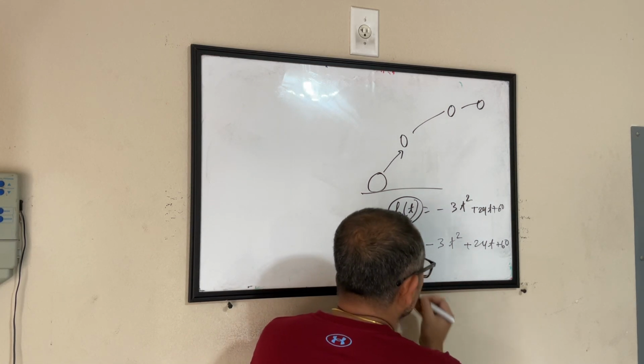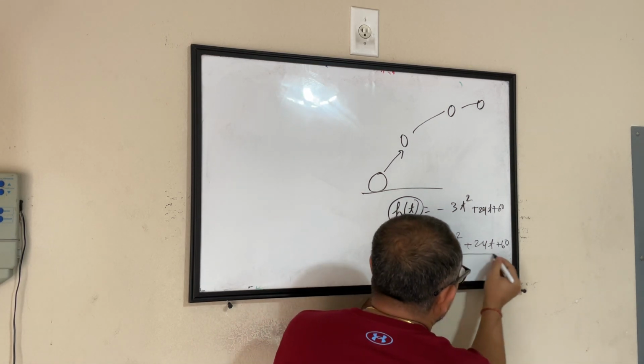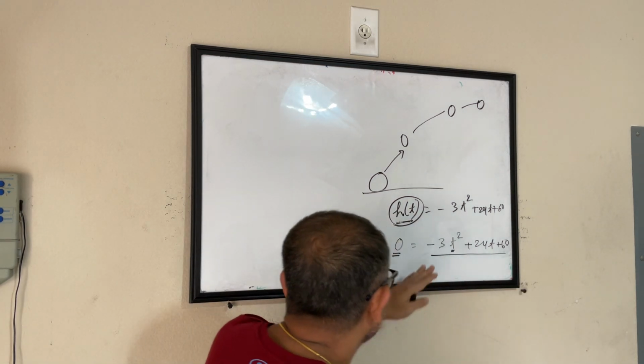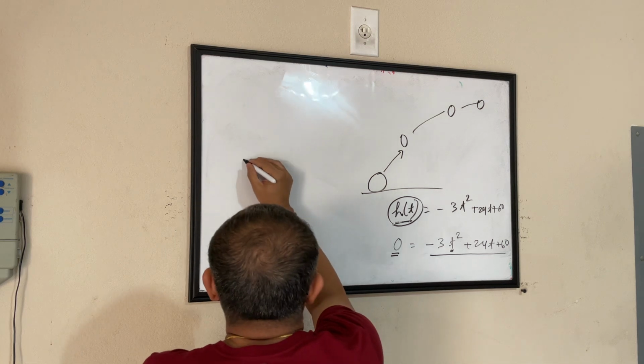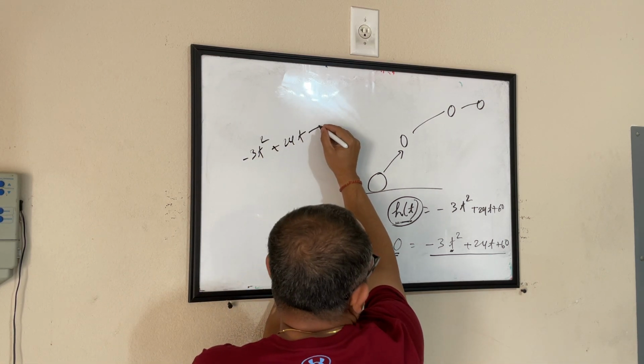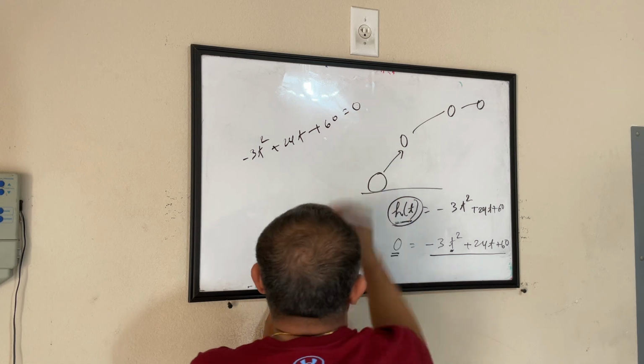Height becomes 0 when it's touching the ground, and we don't know the value of t. So let's find it out. What are the possibilities? Now I have a quadratic equation at hand which says minus 3t squared plus 24t plus 60 equals 0.